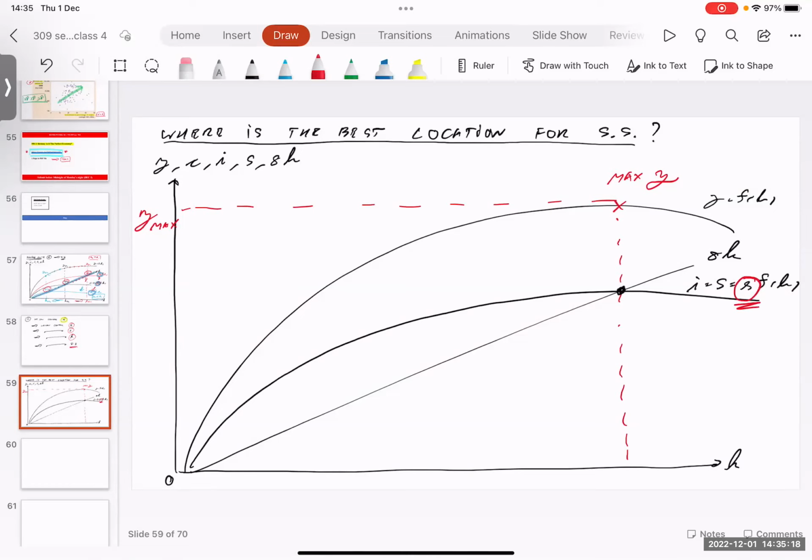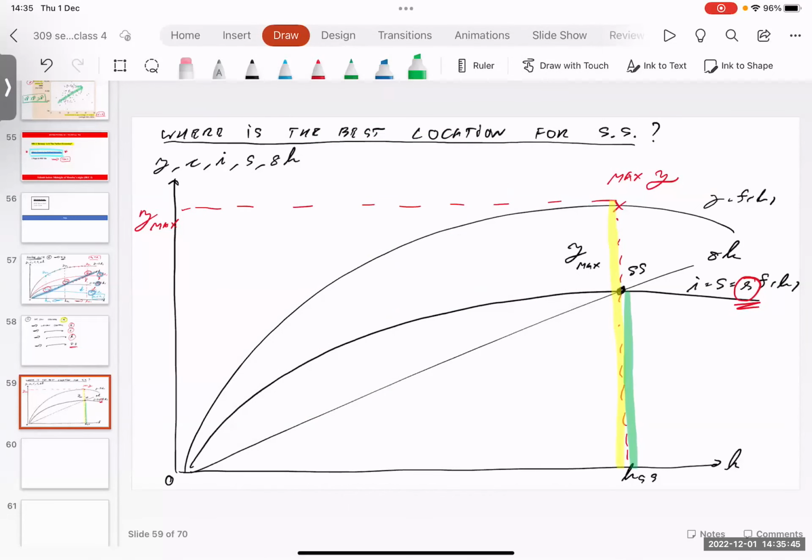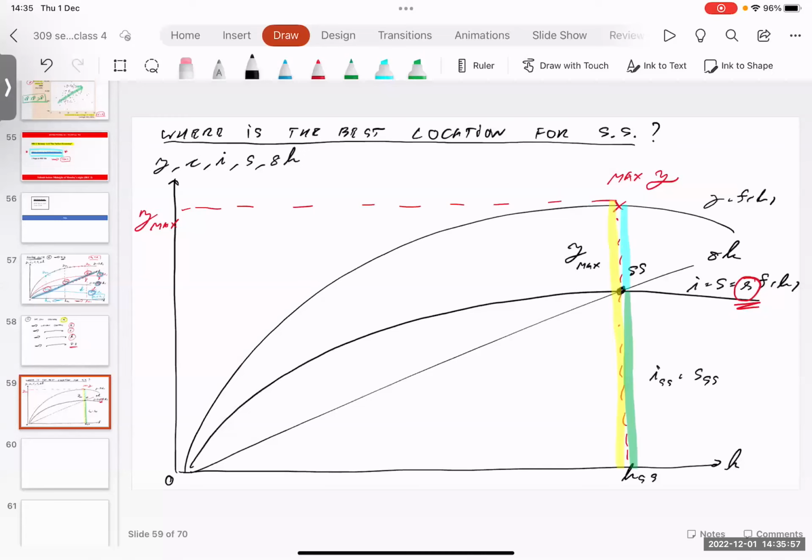If you can control the saving rate to be here, the steady state point is going to be here, the SS k. Then you can produce at the maximum level. The yellow area here is y max, and then your saving and investment is going to be here. Investment at the steady state point equals saving at the steady state point. The green area and the rest is going to be the consumption, the blue color.